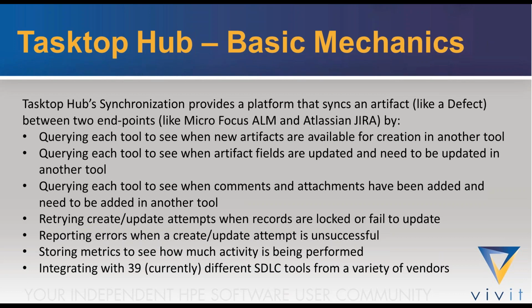Reporting errors. Sometimes errors occur when you make an API call. Maybe there's a connection issue, maybe there's a data issue. Hub can automatically facilitate the reporting of those errors and alert you to that fact, and maybe in a future topic, I'll talk about how you can even set up some automatic remediation of some of those errors, which is pretty cool. Storing metrics.